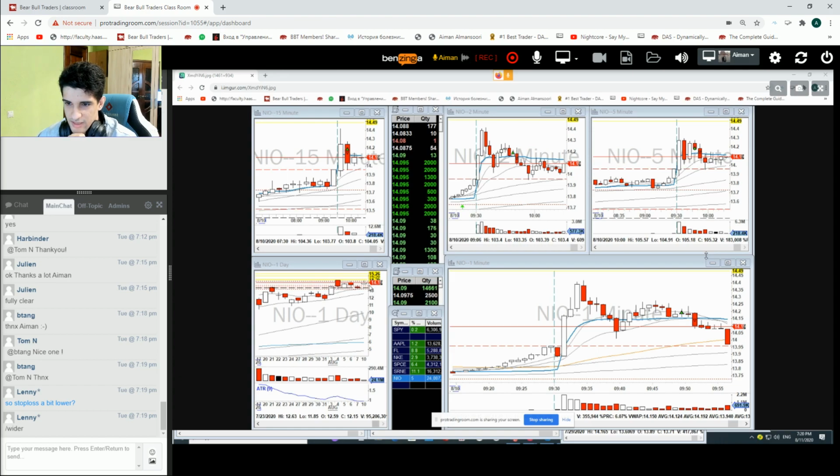Anyway, looking at NIO, it gapped up, a little bit long biased, but not so long biased because it's still within a range on the daily chart. So yes, it gapped up, but since it's trading in a range, I could trade it either to the long side or to the short side. 15-minute chart, holding above VWAP, holding above the moving averages. 5-minute chart, the same thing, definitely long biased.